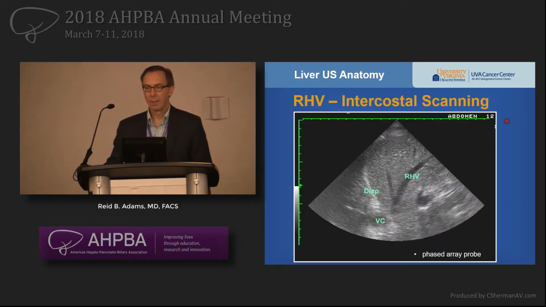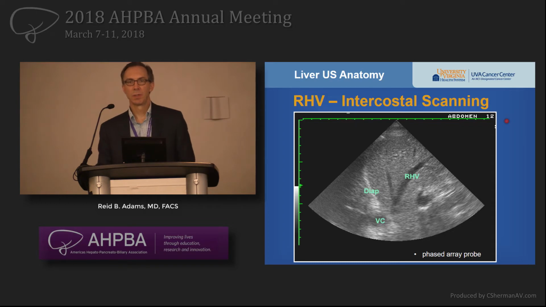This is an intercostal scan using a specialized probe called a phased array probe, and it essentially has a very small probe tip, but it has a large pie sector footprint, if you will, and allows you to look between the intercostal spaces to get an image. And so you can see here is the liver. This bright line is reflections off the diaphragm, the vena cava at the top of the liver, and you can see the right hepatic vein shown here.